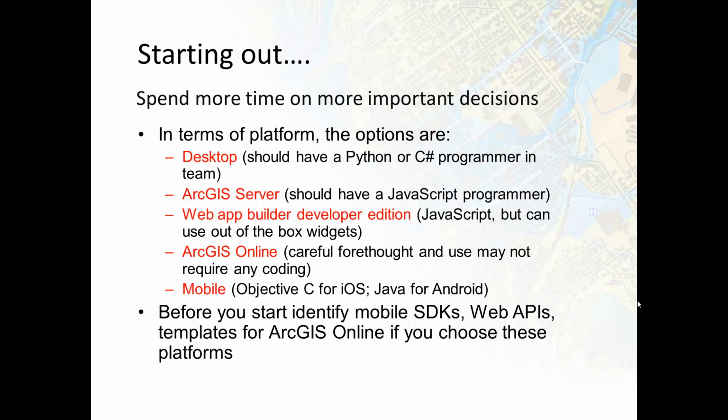Option number 4 is ArcGIS Online. And in this environment, you can build an app by selecting an appropriate template, really without doing any coding at all. You may want to write a little bit of code if you want to build your ArcGIS Online product into a web map, an existing web map. So you can get away with doing minimal coding in this option.